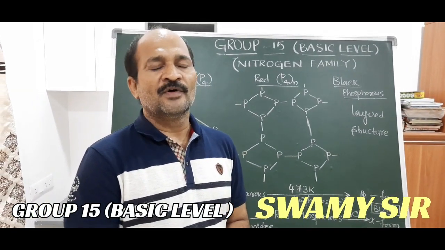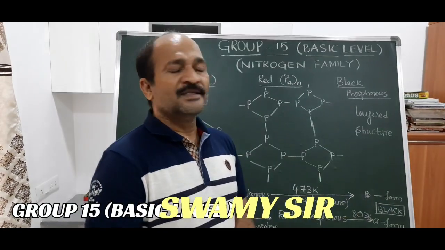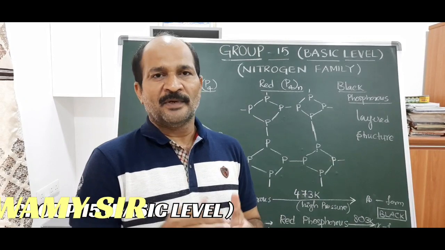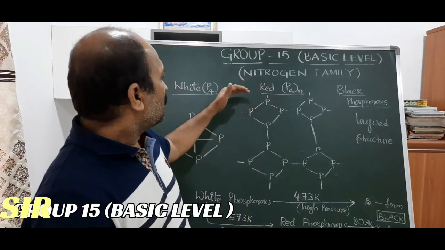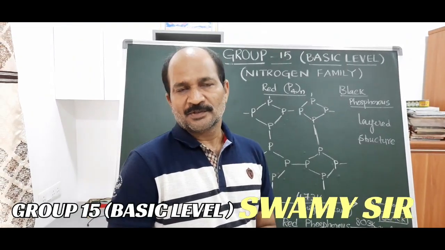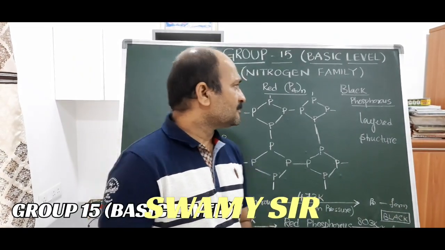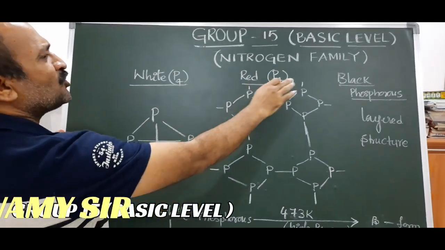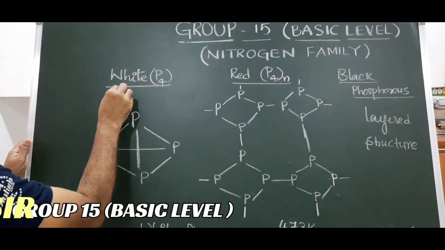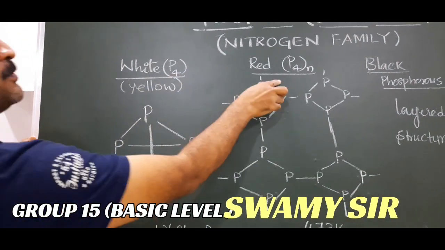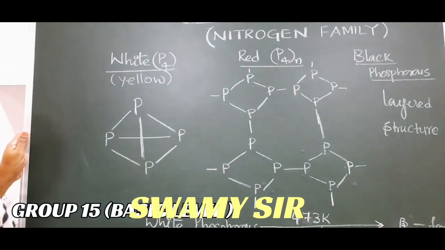Nitrogen shows two allotropic forms, one is alpha and one is beta. For the basic level, phosphorus allotropes are very, very important. Among the phosphorus allotropes, these are the forms: white phosphorus, which is generally also called yellow phosphorus, red phosphorus and black phosphorus.